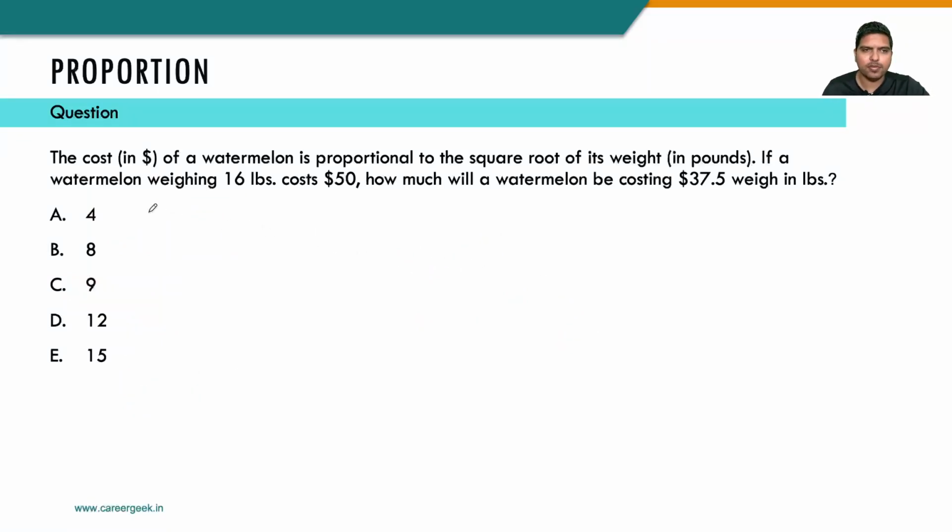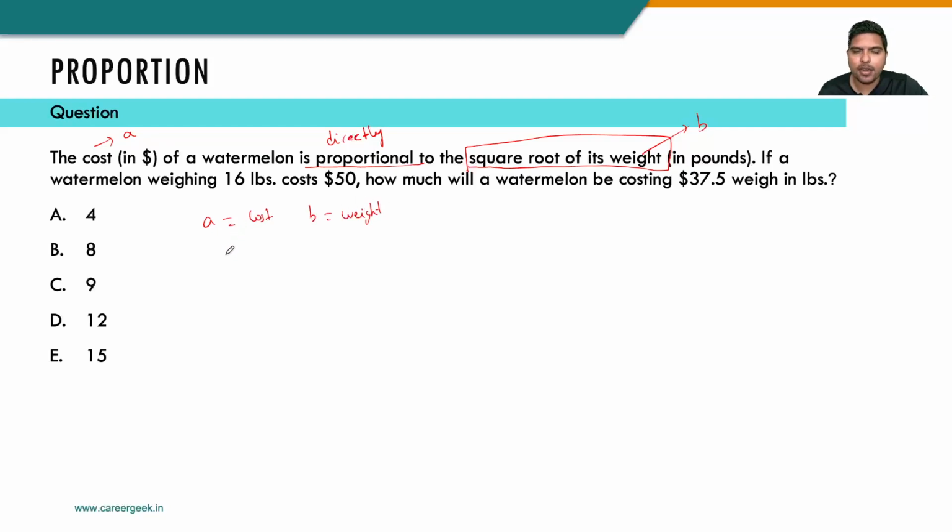Okay, one last question. The cost of a watermelon is proportional to square root of its weight. So two things. One is that they're saying proportional. When they're saying proportional, you always take it as directly proportional, unless otherwise mentioned as inverse. Here, it's not A and B, it's A and square root of B. Now, what is A here? A is the cost and B is the weight.